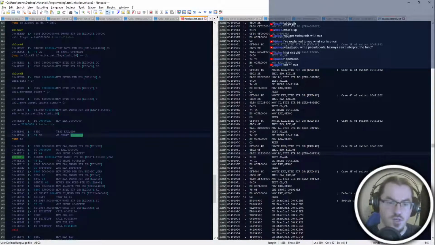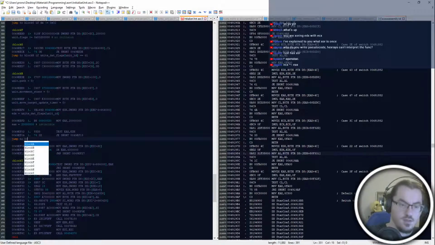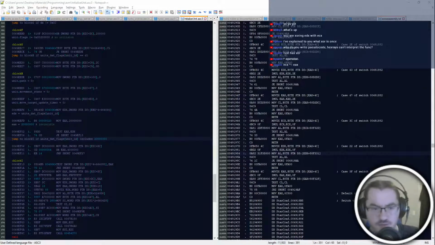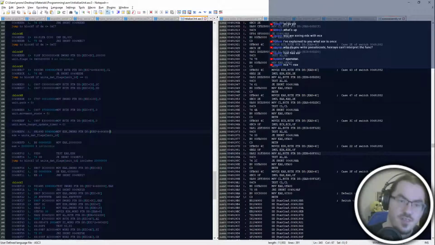So we can just say jump to block I if unit stat flags unit ID. I guess what also throws me off here is that all numbers are always hex, so never mind. That's fine. In assembly, it's always hex. That was what was confusing me there.